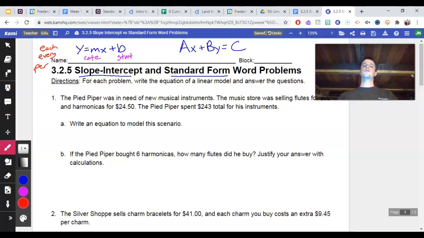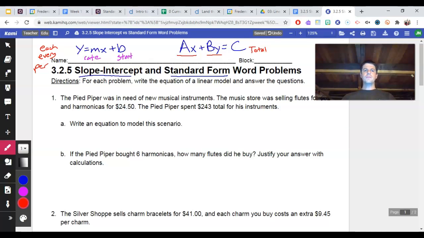On the other hand, standard form word problems are often two different values that add up to a third total. So remember the total here. If you see total or sum or how much they add up to, that's probably going to be a standard form word problem. Okay, so we're just going to identify what type each of these are. So it should be a pretty quick video.